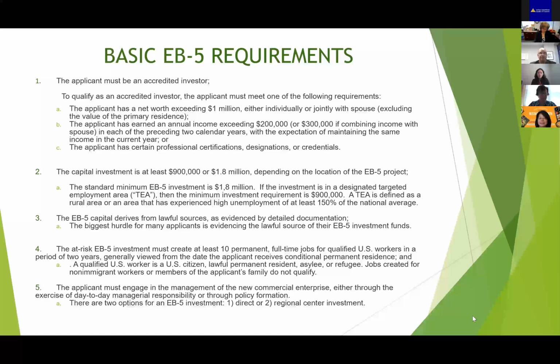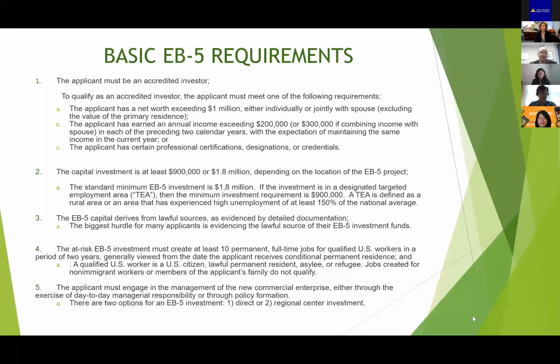If the investment is in what they call a targeted employment area, then the minimum investment is $900,000. Now, this changed in the last few years. It used to be that with the targeted employment area, you could simply go to the State Labor Bureau statistics, identify areas where there is high unemployment, and invest there. It was all the investor deciding what these T areas are based on labor statistics from the state.